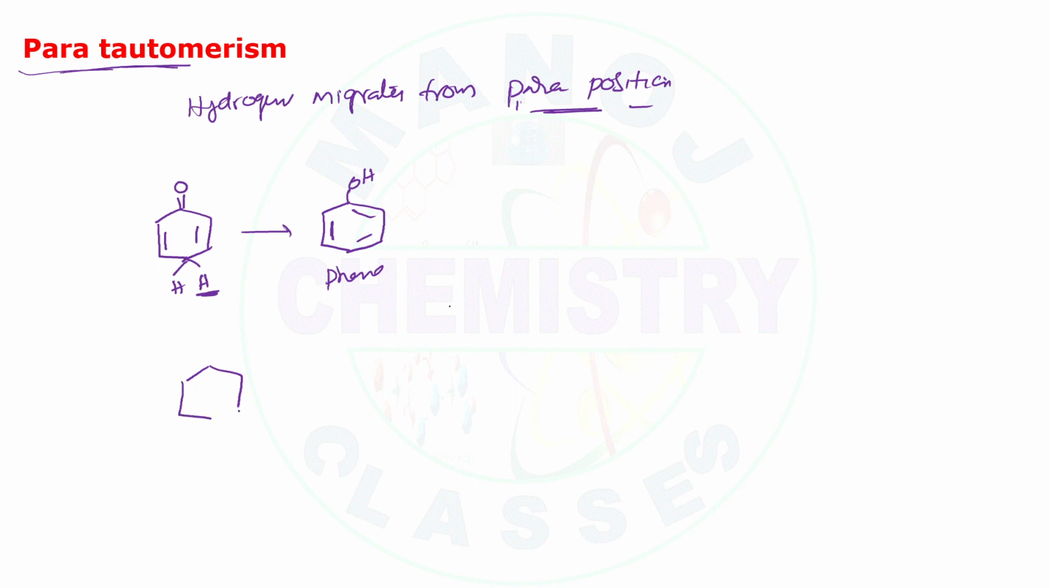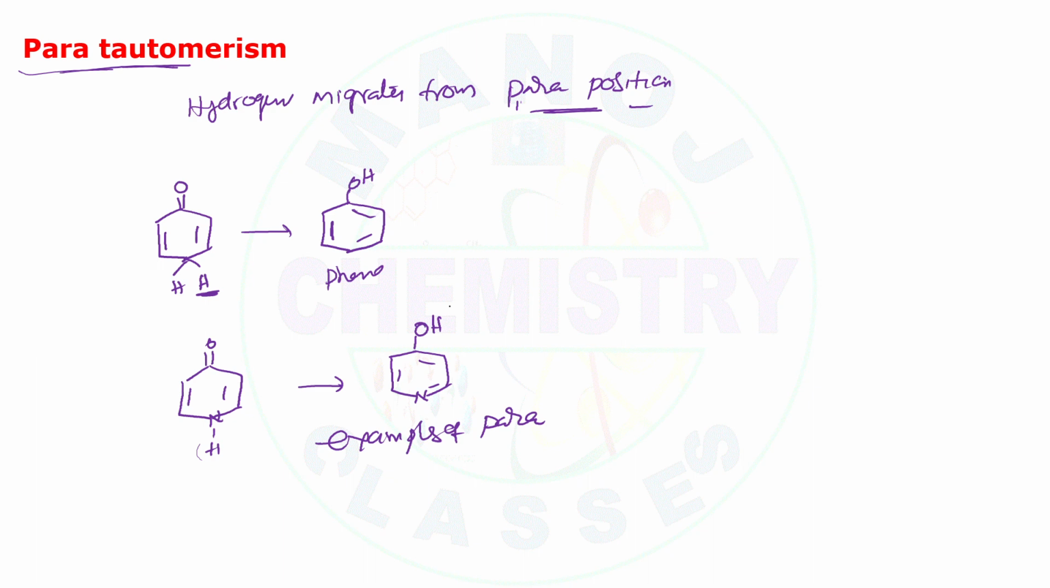4-pyridinone. Here double bond O, here N, here H will be. So if this H is transferred, this one will form N double bond, OH. So this one will be para-tautomerism. These two are the examples of para-tautomerism. Clear? I hope you understand.